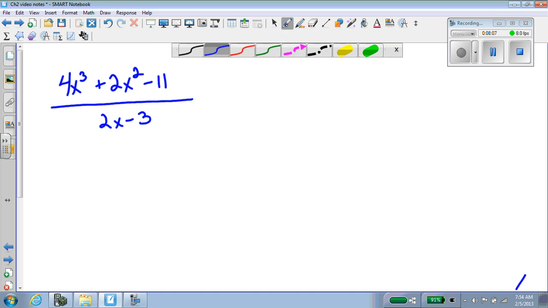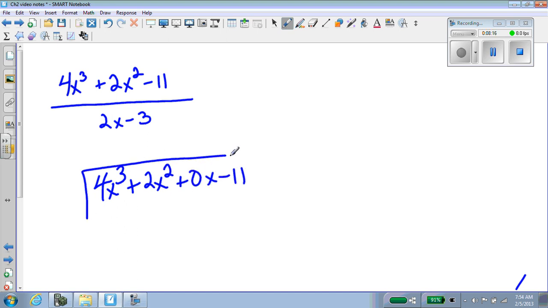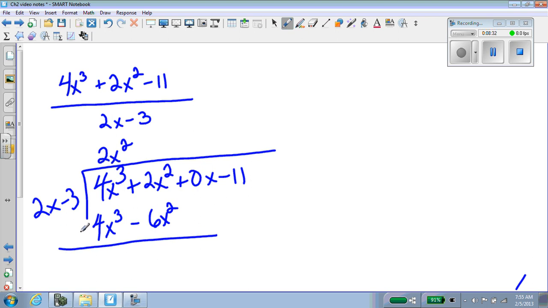Okay, so I'm going to start it again. 4x to the 3rd plus 2x squared. Now I'm going to remember to leave a space for 0x minus 11. 2x minus 3. So I need to multiply by 2x squared. I'm going to get 4x to the 3rd minus 6x squared. Draw a line and subtract. So now I'm going to get 8x squared, bring down my 0x, plus 4x.